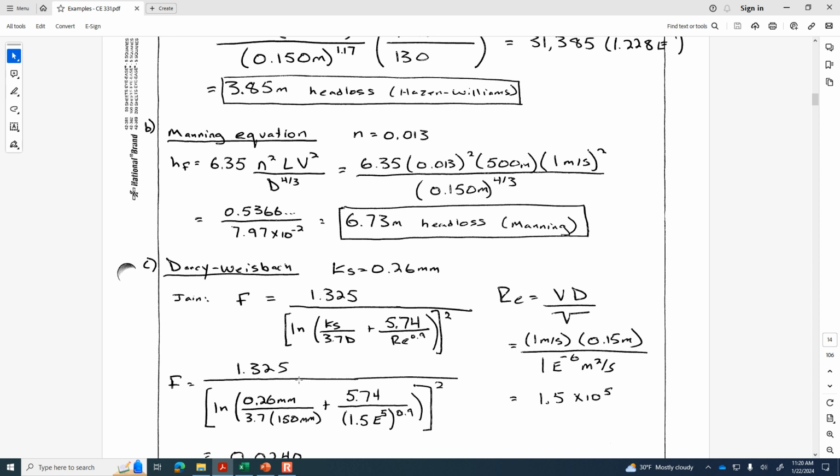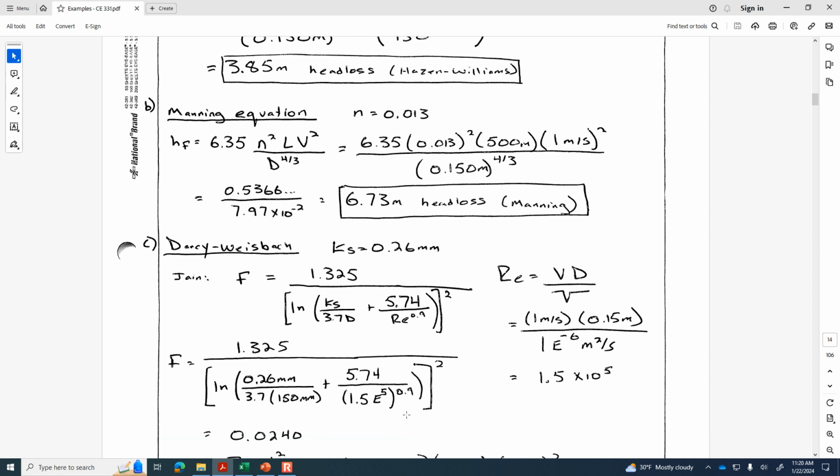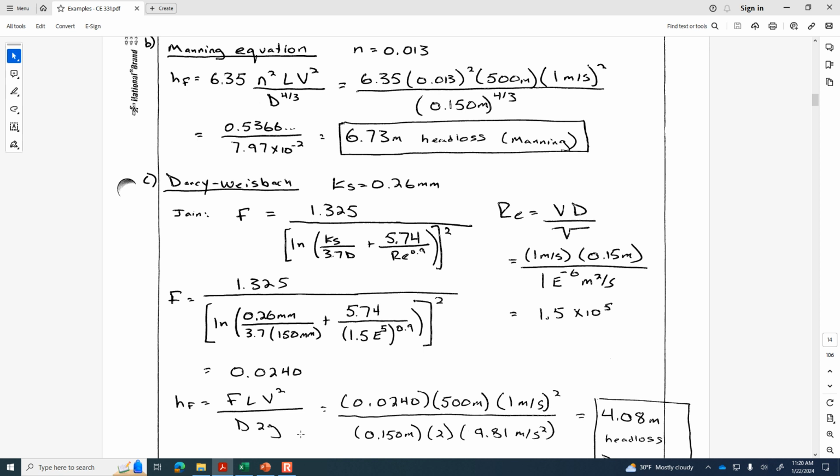And then when we put the Reynolds number into the Jain equation, we should get an f value of 0.0240. And then putting that into the h sub f equation, we get 4.08 meters.